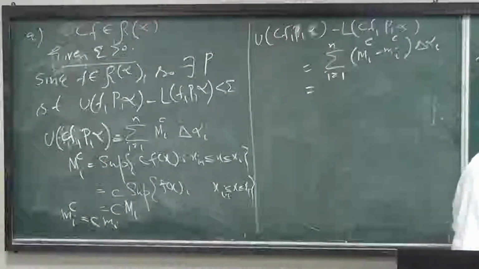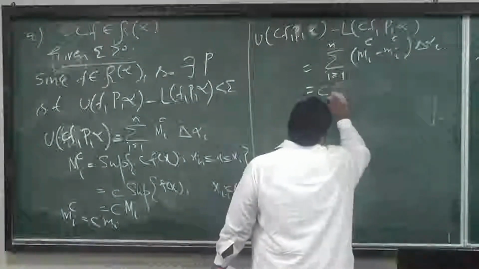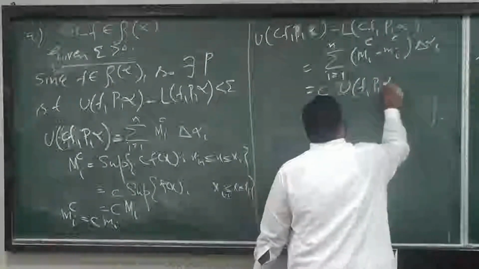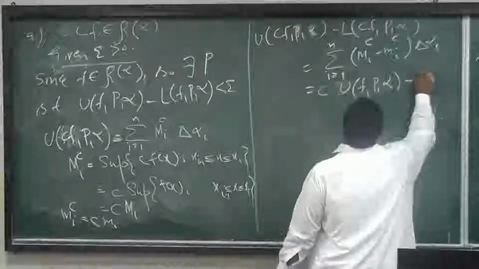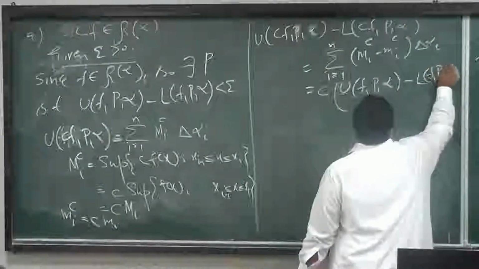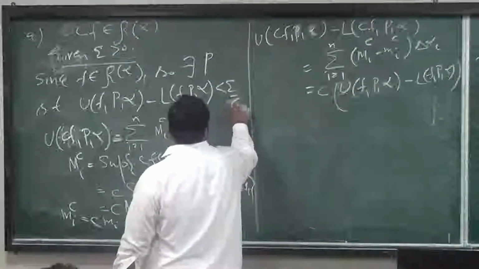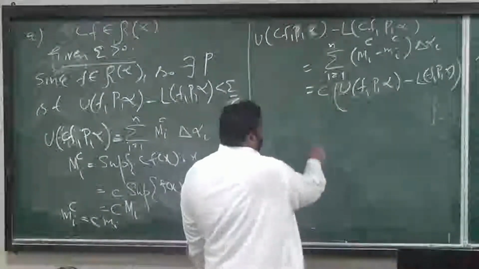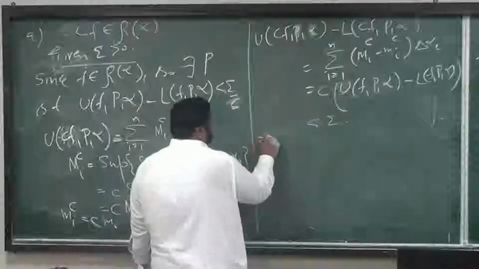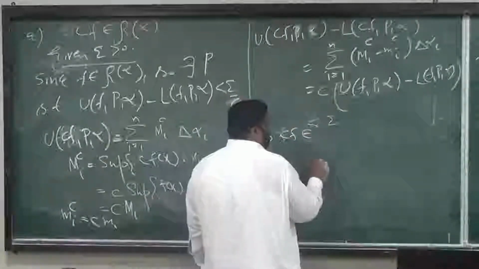And that's what you can do actually. So it's like C times U(f, P, alpha) minus C times L(f, P, alpha). So it lies in that Cf belongs to R of alpha.